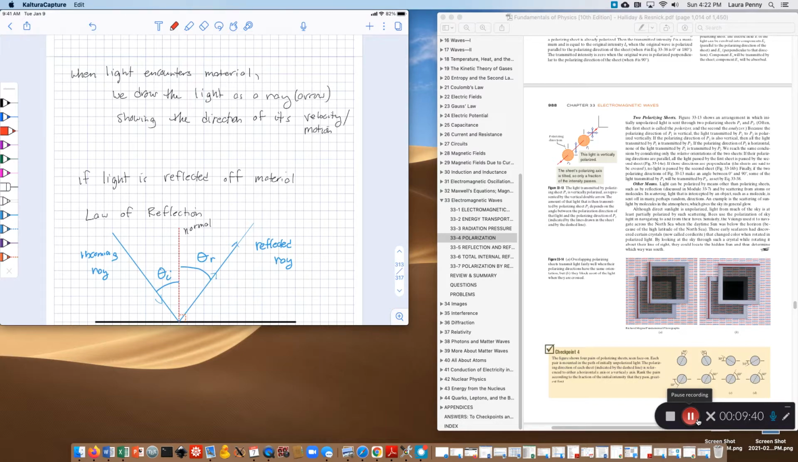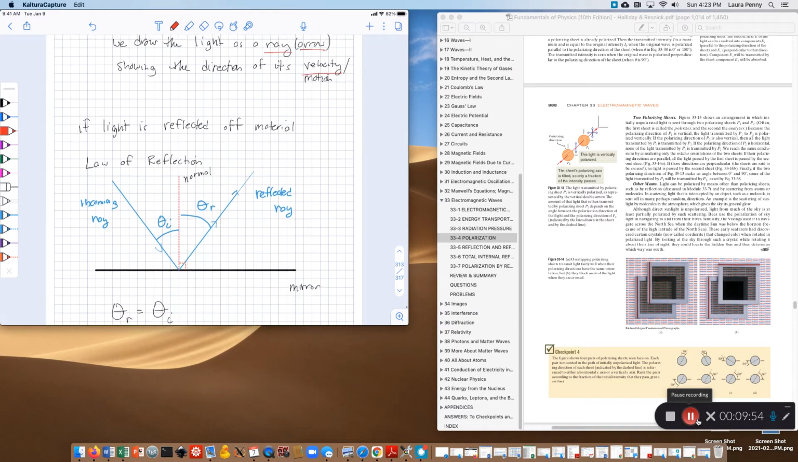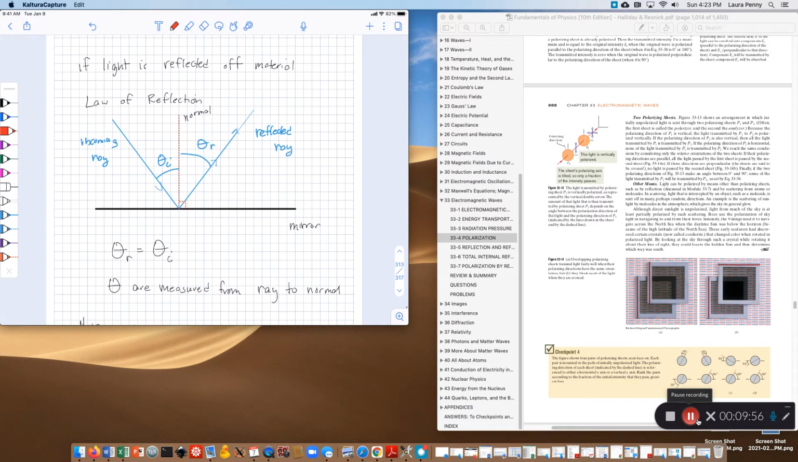When we do this, we generally draw our light as a ray or an arrow. And the direction of that arrow is basically the direction that the light is moving. It's the velocity, its speed and direction. If light is reflected, this is the easiest thing that ever happened in physics. The law of reflection, it feels like it shouldn't even be a law.